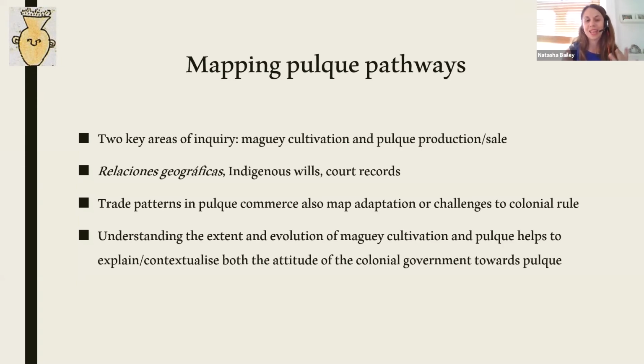And in a way, it helps us to contextualize the attitude of the colonial government towards pulque. Why were they so very worried about this drink? Part of this is to do with the fact that the trade is very widespread and it becomes a key industry in so many communities all across central Mexico.